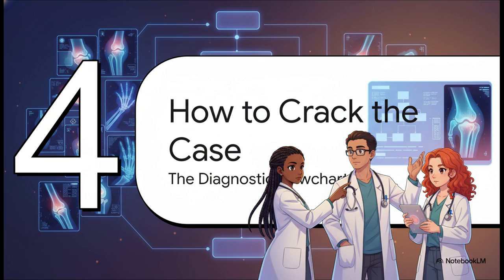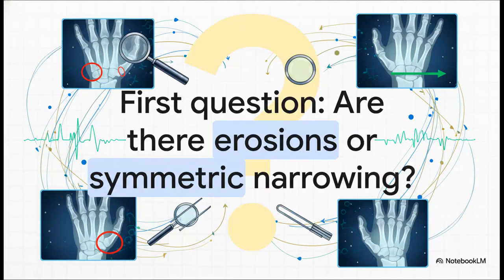Okay, so we've gone through the 3 big families, right? We've seen their key features, all their buzzwords. So how does a radiologist actually put it all together in the real world to crack a case? Well, it's not magic. It all comes down to a really simple, logical flowchart. And believe it or not, it all starts with just one question. One simple question. When you look at that X-ray, you ask yourself, are there erosions, or is the joint space narrowing symmetric and uniform? That's it. That is the first and the most important question you have to ask.